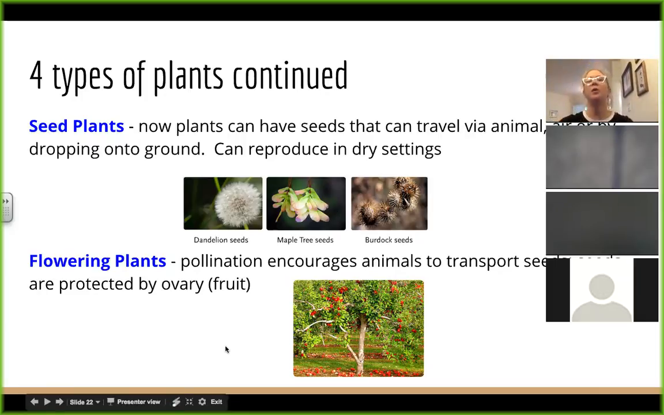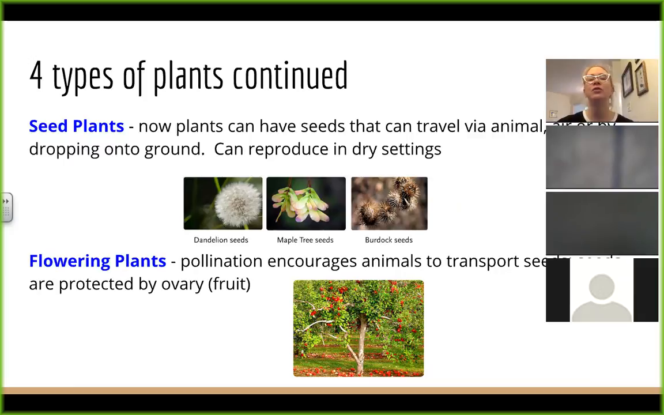Then finally, we get flowering plants, the most advanced, the most complex, and arguably the most beautiful of plants. Right? Now pollination can happen. That encourages animals to transport seeds, really not seeds, but pollen to a new plant, right? This increases genetic diversity.